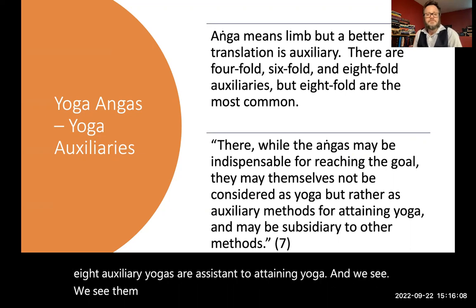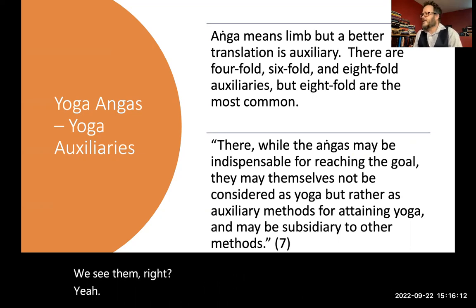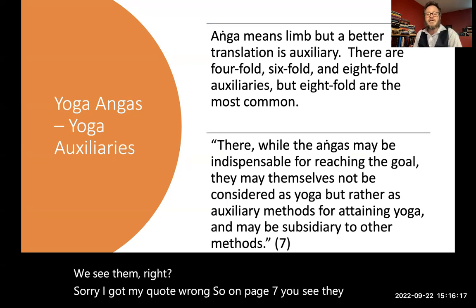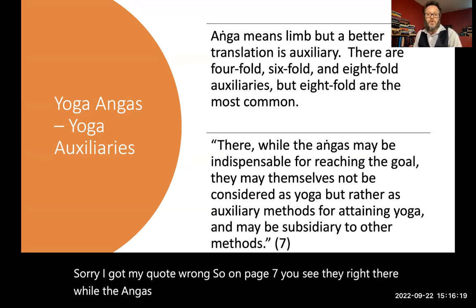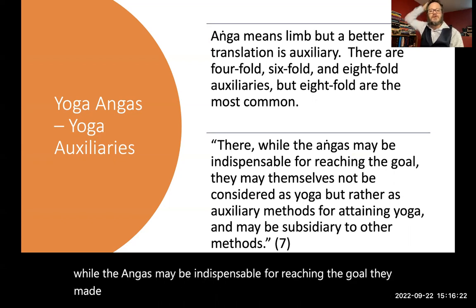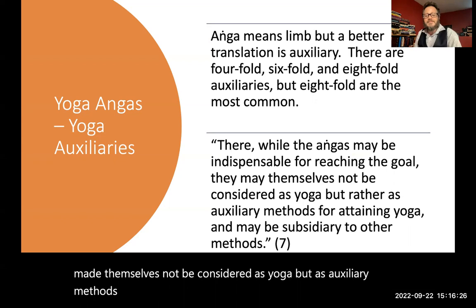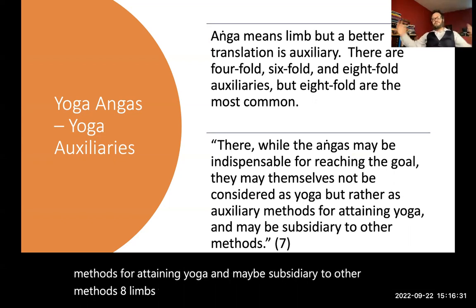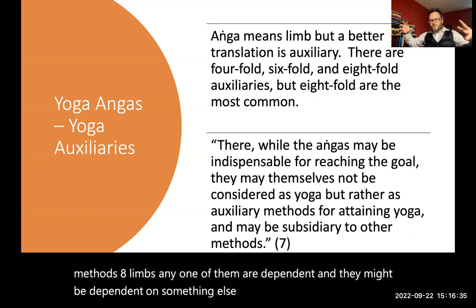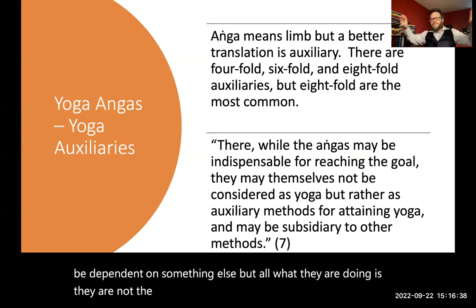Sorry, I got my quote wrong. On page 7, they write that while the angas may be indispensable for reaching the goal, they may themselves not be considered as yoga, but as auxiliary methods for attaining yoga, and may be subsidiary to other methods. Any one of the 8 limbs is dependent, and might be dependent on something else. They are not the yoga themselves. They are the means to get to the yoga.